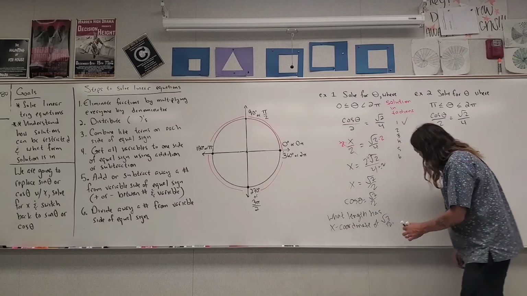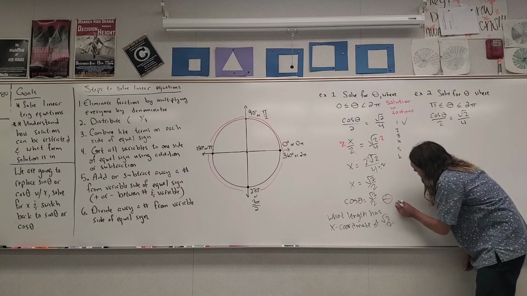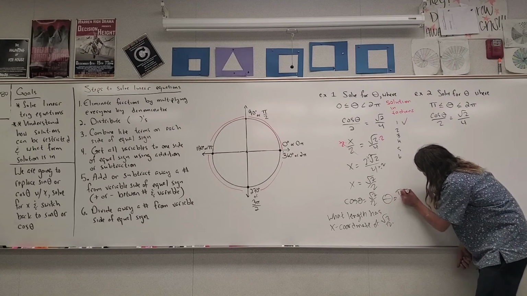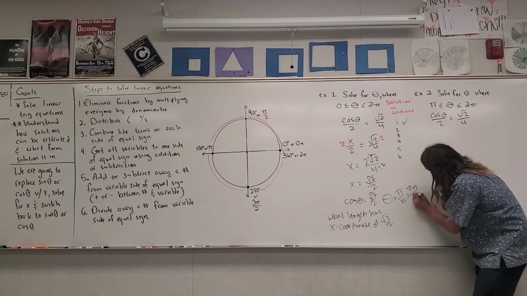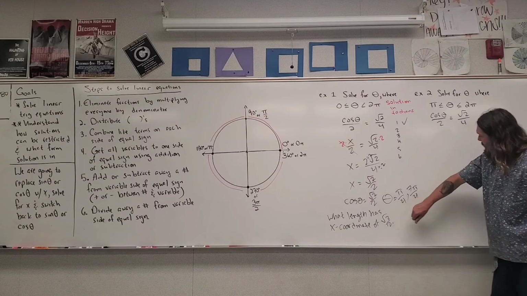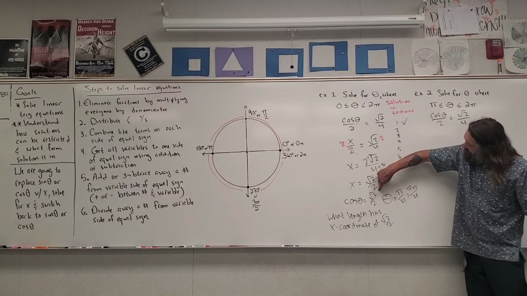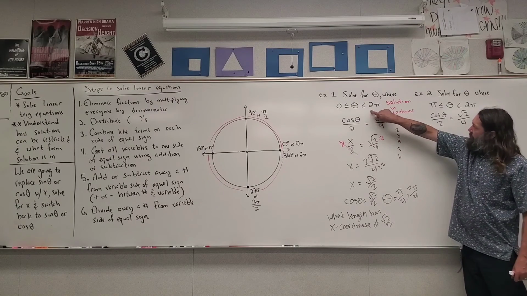So here the length that would get us there would be pi over 4. You can verify that. And 7 pi over 4. So these will be the lengths that have that as my x-coordinate on the unit circle with that restricted domain.